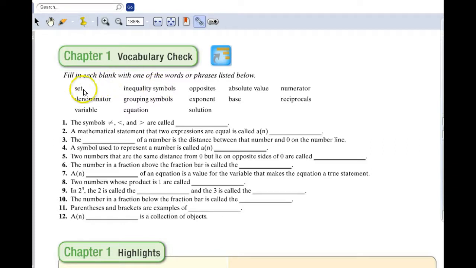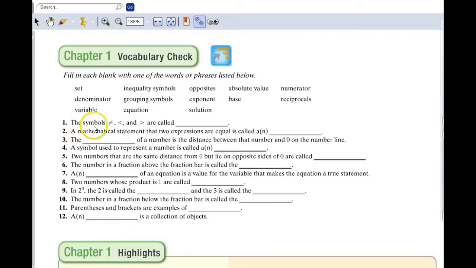So, here are the words: set, denominator, variable, inequality symbols, grouping symbols, equations, opposite, exponent, solution, absolute value, base, numerator, reciprocals. So, let's take a look.